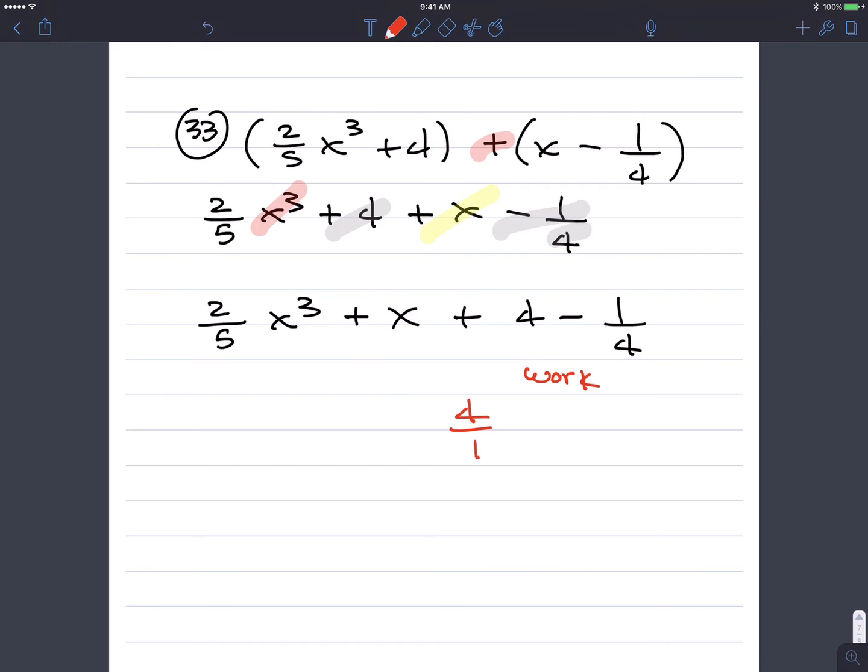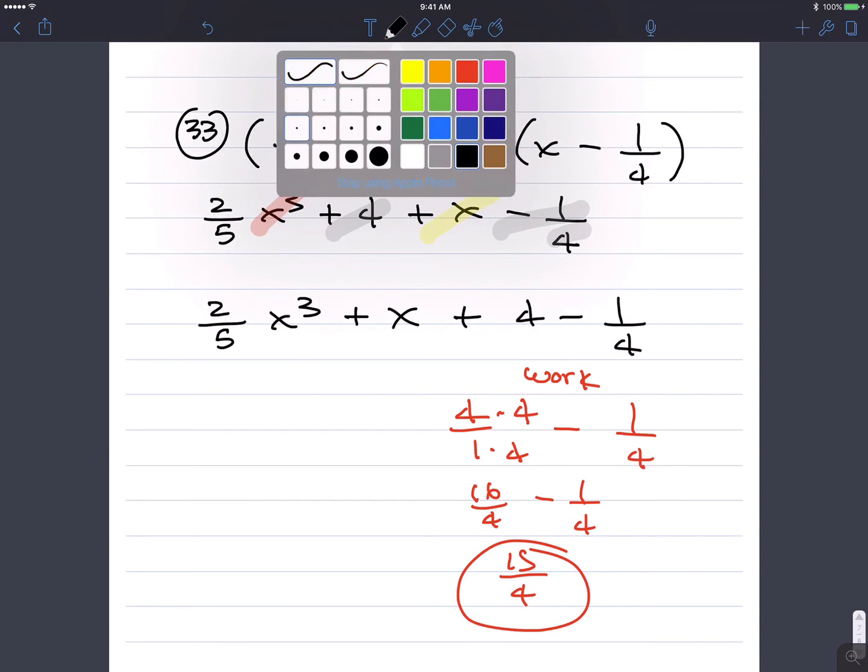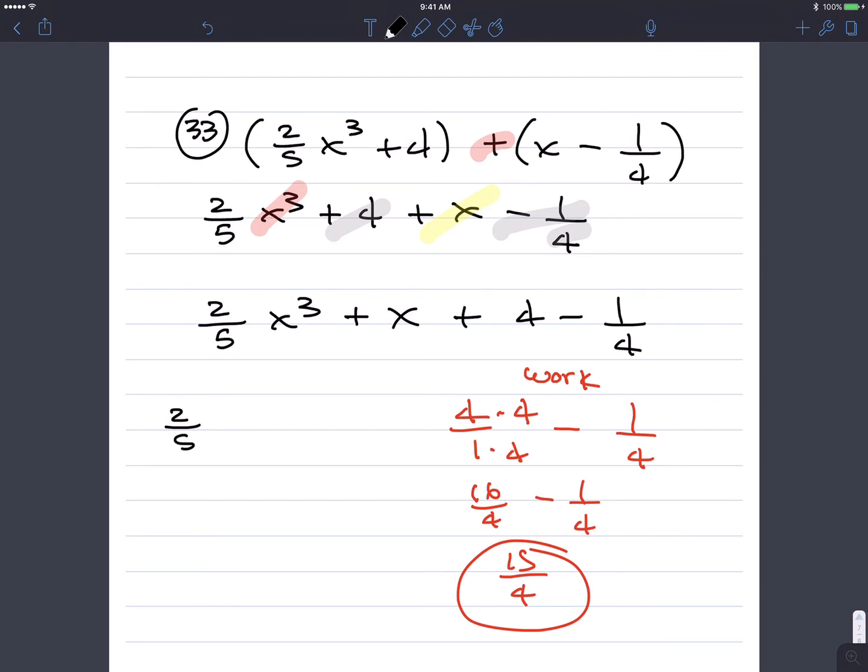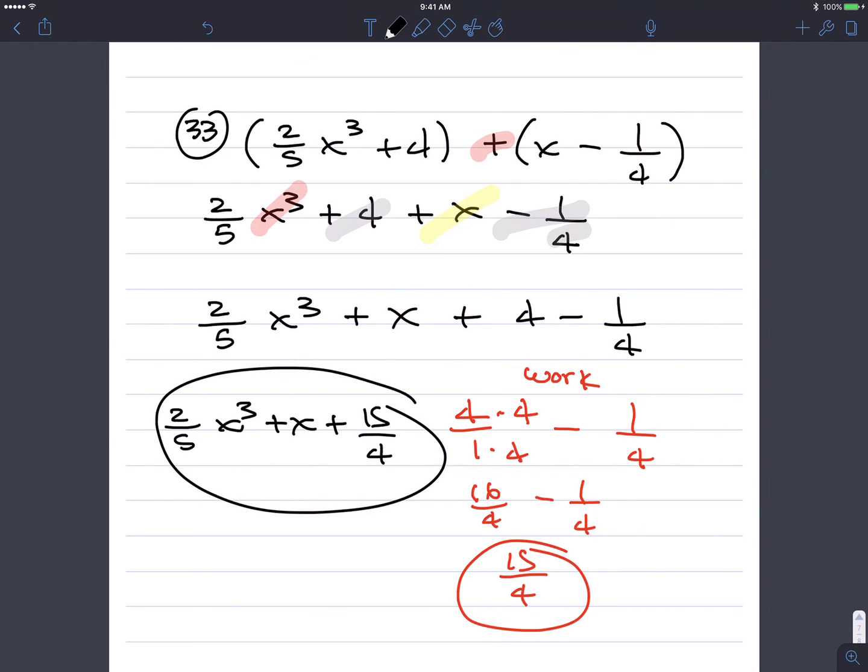Now, write this as 4/1 minus 1/4. The denominator here is going to be 4, so we can subtract these fractions. 16/4 minus 1/4 gives us 15/4. So the final answer is going to be 2/5 x cubed plus x plus our 15/4, when we subtract these, a whole number with a fraction. And that's 33.